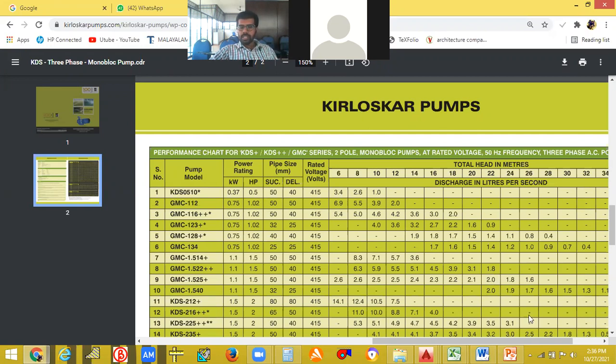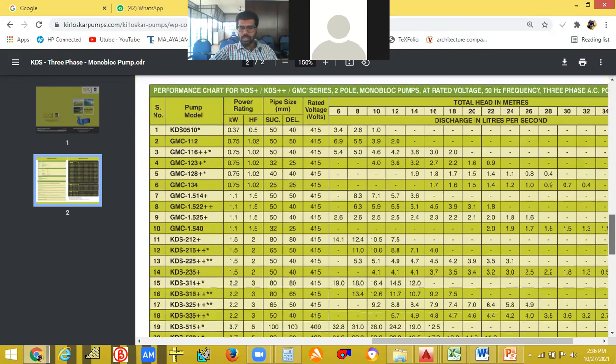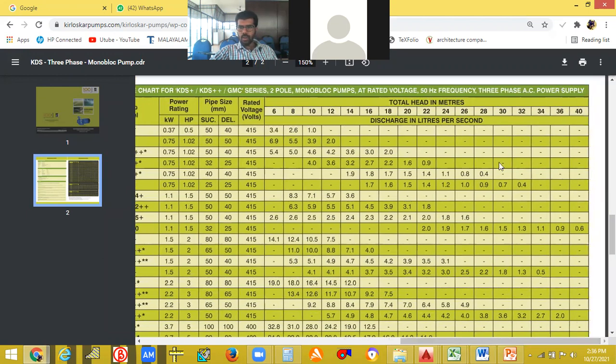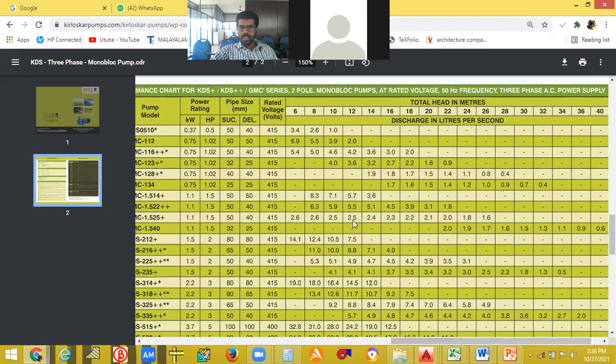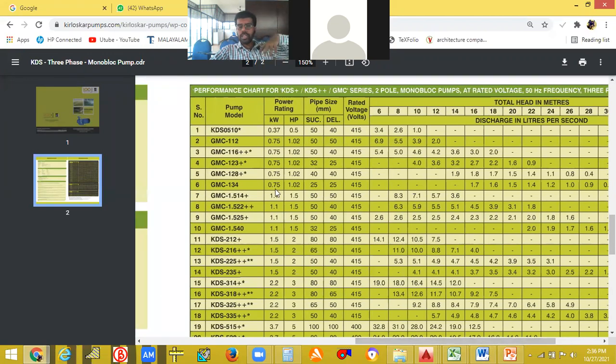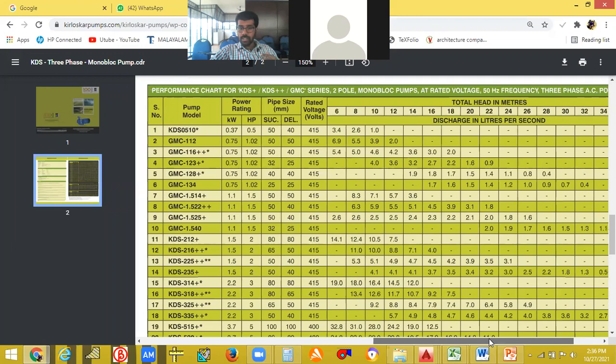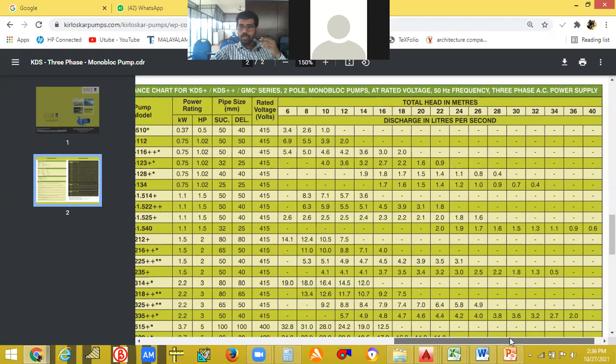Okay. So similarly, you can choose like this also. Whatever you want, you can choose it. Okay. So you can go up to 40 meter height. Like you can see here, as the height is increasing, the flow rate is decreasing to 1.9, 1.7. When the height increases, the flow rate also decreases. So if you want more flow rate at a greater height, you have to go for larger capacity.